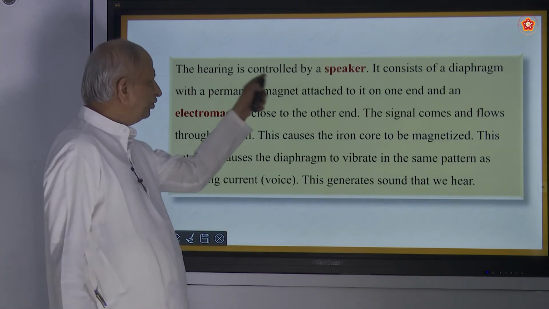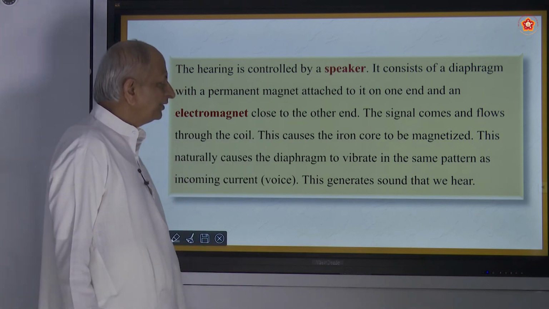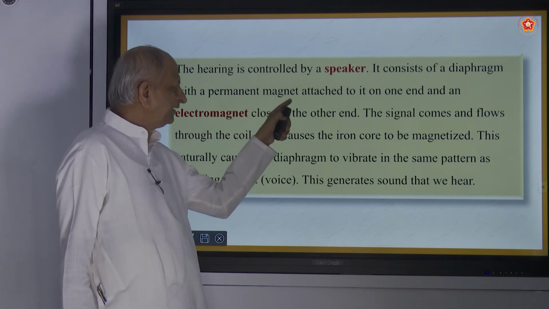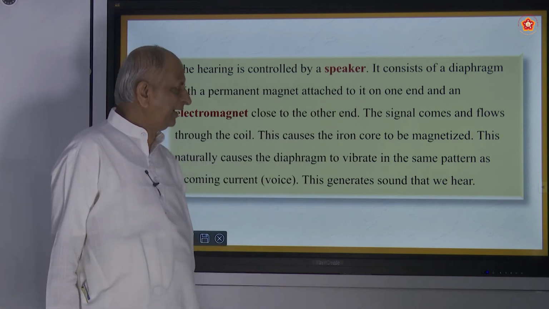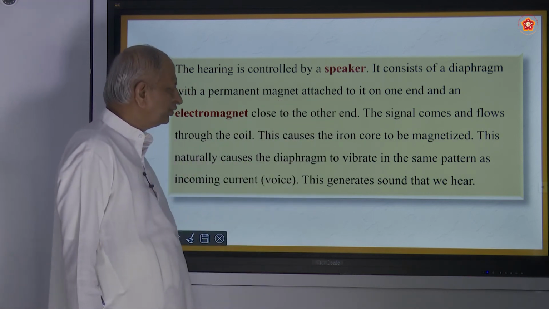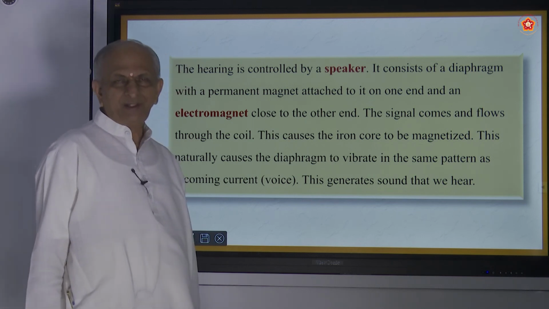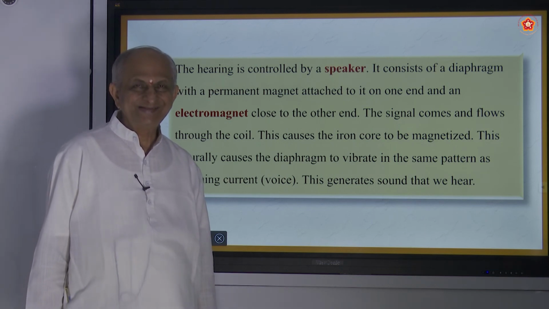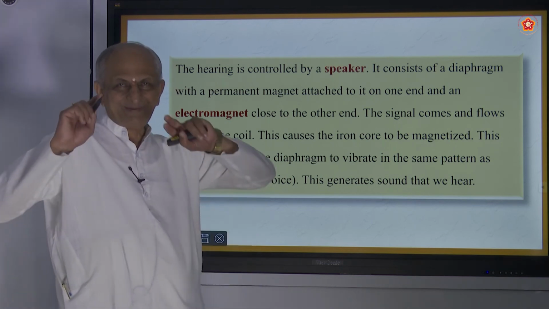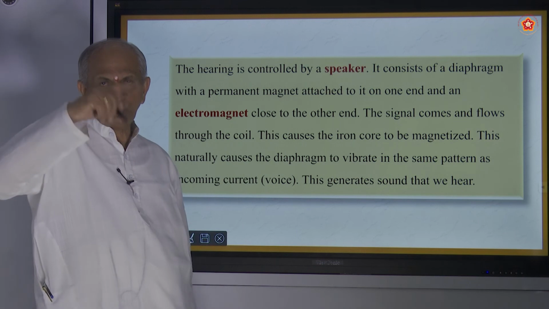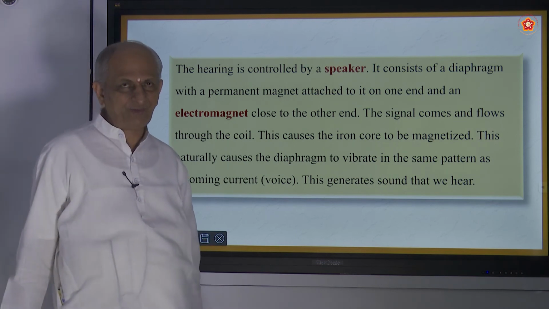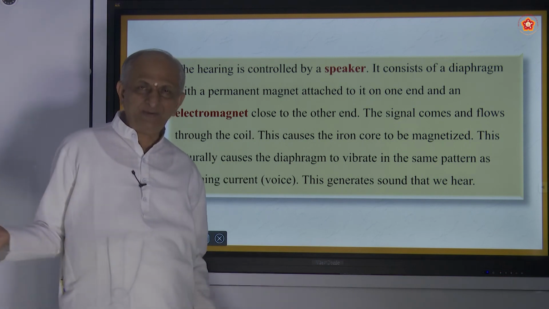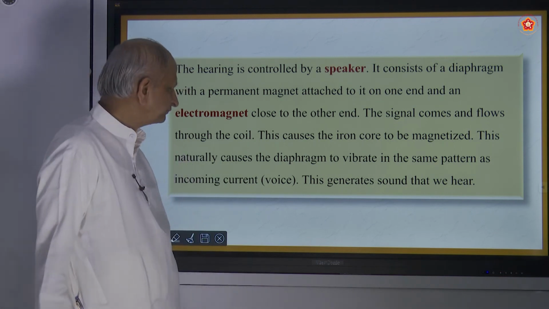The hearing is controlled by a speaker, which consists of a diaphragm with a permanent magnet attached to it at one end and an electromagnet close to the other end. Electromagnet, permanent magnet. You know permanent magnet? Yes. A permanent magnet is like a bar magnet or a U-shaped horseshoe magnet and so on. An electromagnet is one which gets magnetism only when electricity is passed through it.